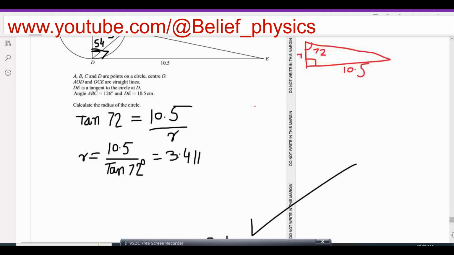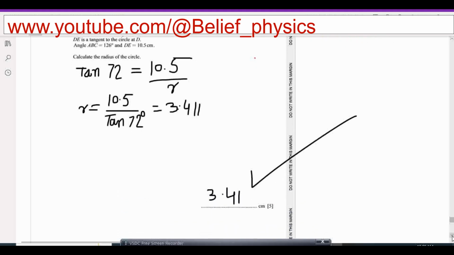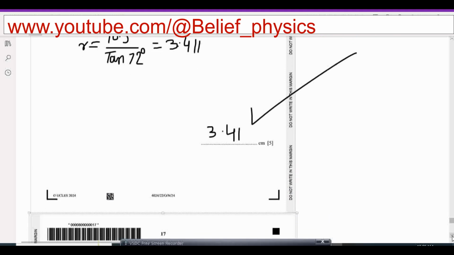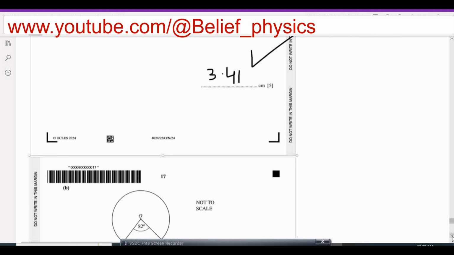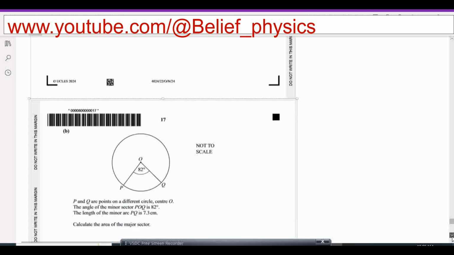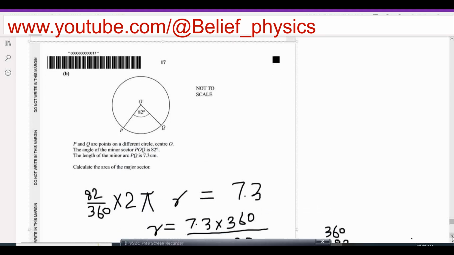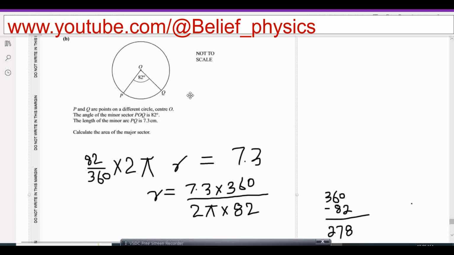Next question is here. Again circle properties. Here this is a minor arc and this is the major arc. This angle is 82. When this angle is 82, you can easily find out the major angle in the major arc.